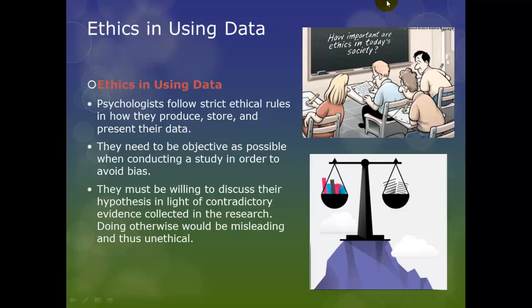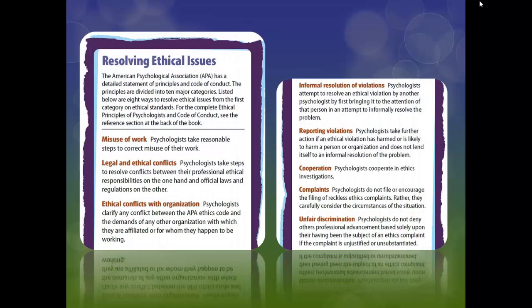Ethics in using data. Psychologists use and follow strict ethical rules in how they produce, store, and present their data. They need to be objective when conducting a study in order to avoid bias, because this data could change the way people think about things. We talked about the belief that vaccinations cause autism, but that has not been backed up with science. That was one study in the 1990s that used flawed data to get that belief. So that guy was not willing to throw out his hypothesis in light of contradictory evidence collected in the research. It was unethical. Here's how we resolve ethical issues in the APA and some of the ways that we resolve ethical issues.